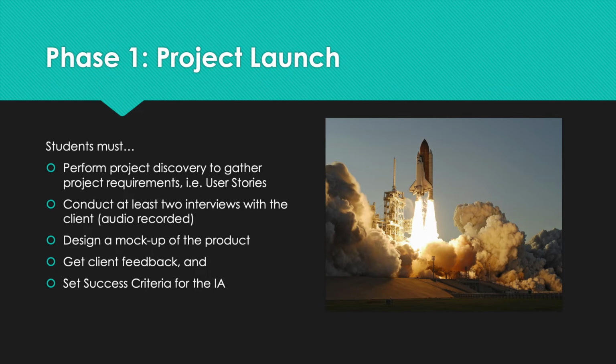After the first interview, the student will go and design a mock-up of the product. So they'll take the problem from the client, think up a solution, and present a mock-up or a wireframe of that. So a very basic kind of visual version of it. Not an actual functional version, but it just looks like it. Finally, after that, they'll be able to set the success criteria for the IA, and success criteria is what the IB refers to as the project requirements.